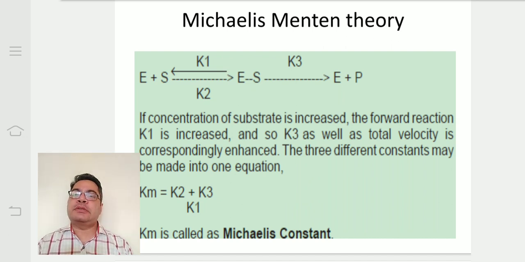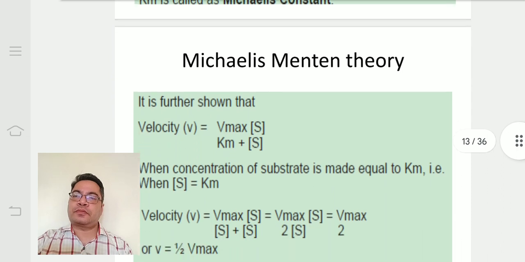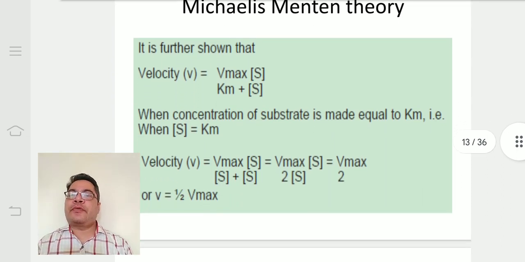When the concentration of substrate is equal to Km, that is when S is equal to Km, the reaction velocity becomes Vmax into S upon S plus S, which is equal to Vmax into S upon 2S, which is equal to Vmax by 2.